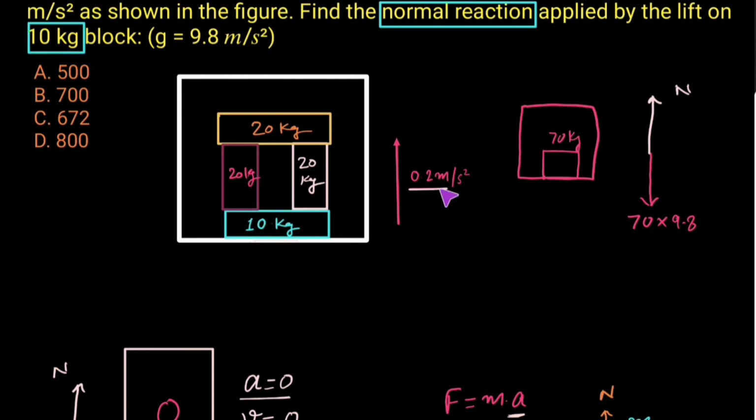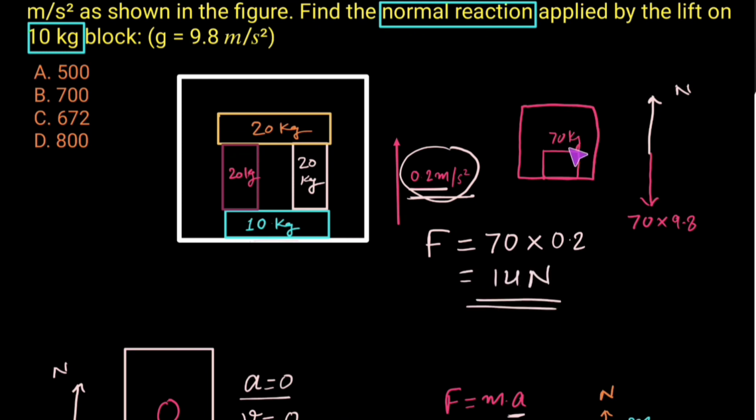Apart from that, this lift is moving in the upward direction with 0.2 meter per second square magnitude. It means this block, or the total masses inside this lift, would also be moving in the upward direction with 0.2 meter per second square acceleration. So from Newton's law, we need to find the force required for this 70 kg block to move in the upward direction with this much acceleration, and that is given by force equals mass times acceleration. Here the mass is 70 kg into acceleration 0.2 meter per second square. So from here the value would be 14 Newton.